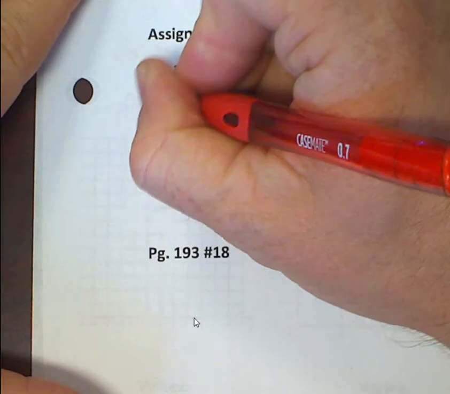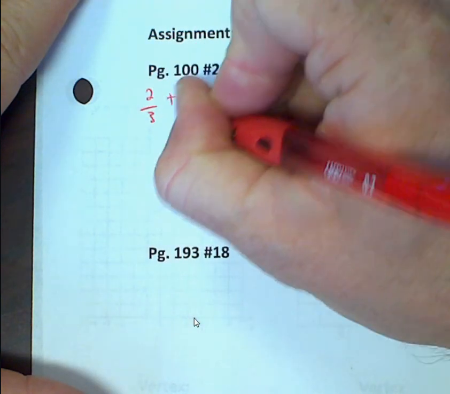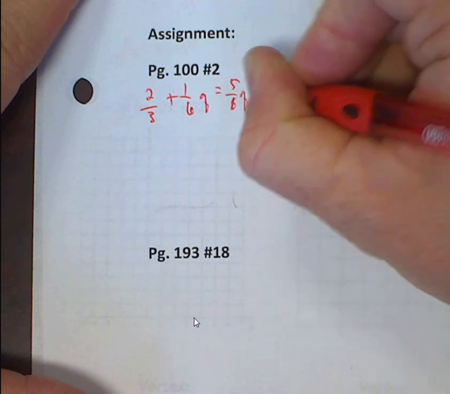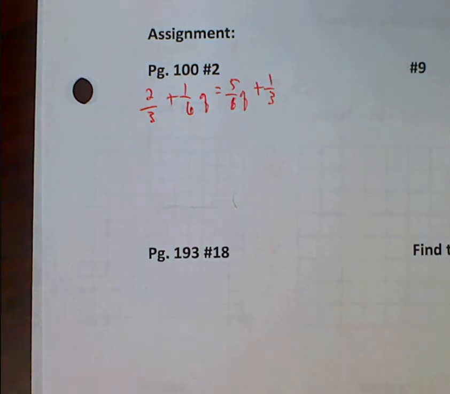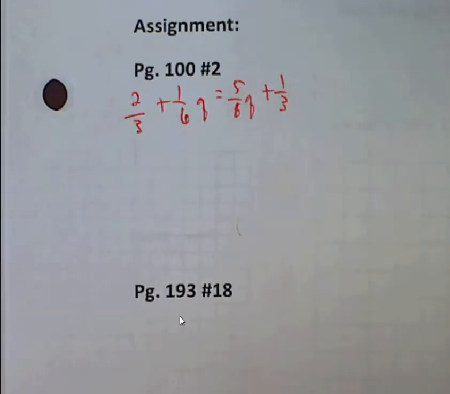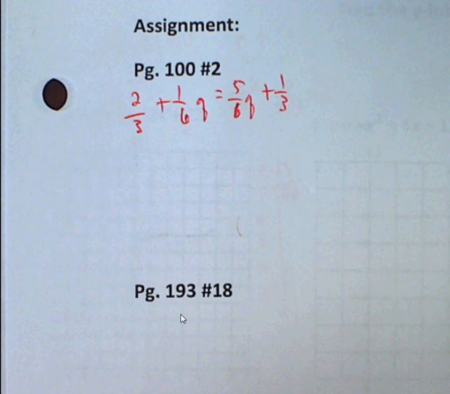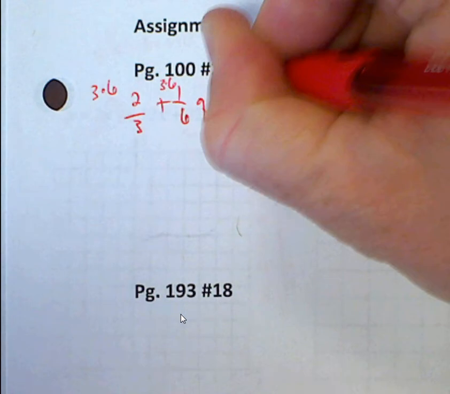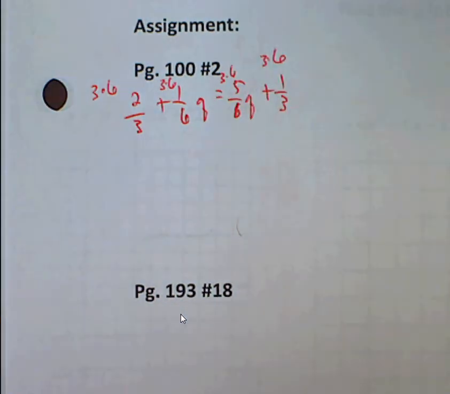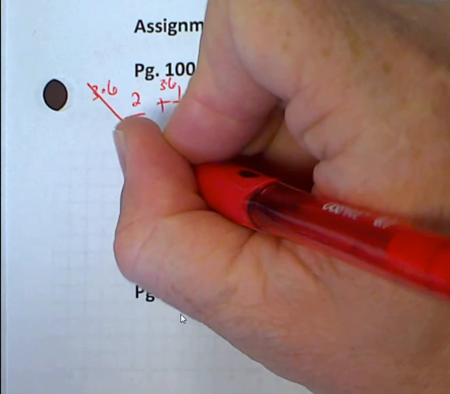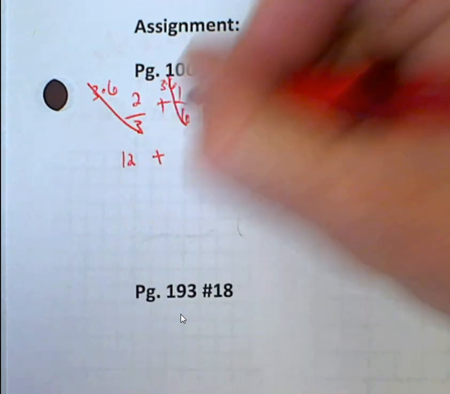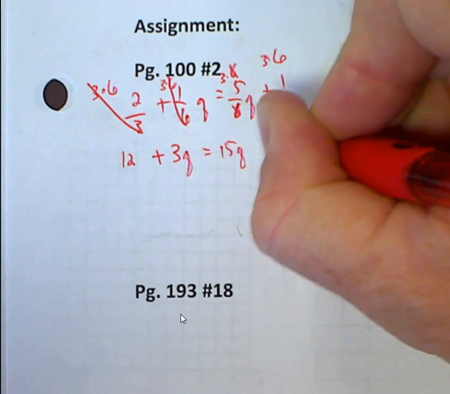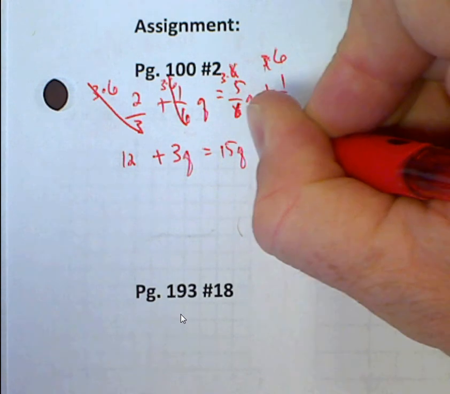I'm given 2/3 plus 1 over 6q equals 5 over 6q plus 1/3. So the first thing is I have denominators. Since I am trying to solve for q, I'm going to multiply everything by 3 and 6. My 3's go away, so that leaves me with 12, plus my 6's go away, so that leaves me with 3q. My 6's go away, so that gives me 15q. My 3's go away, so I'm left with 6.